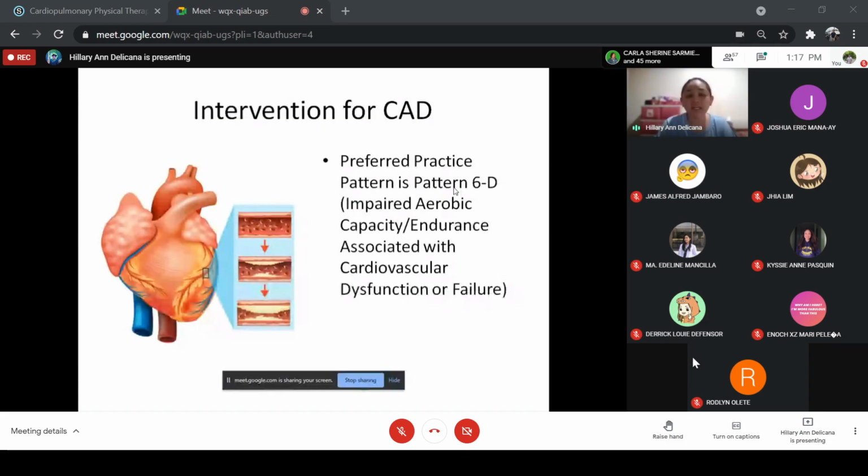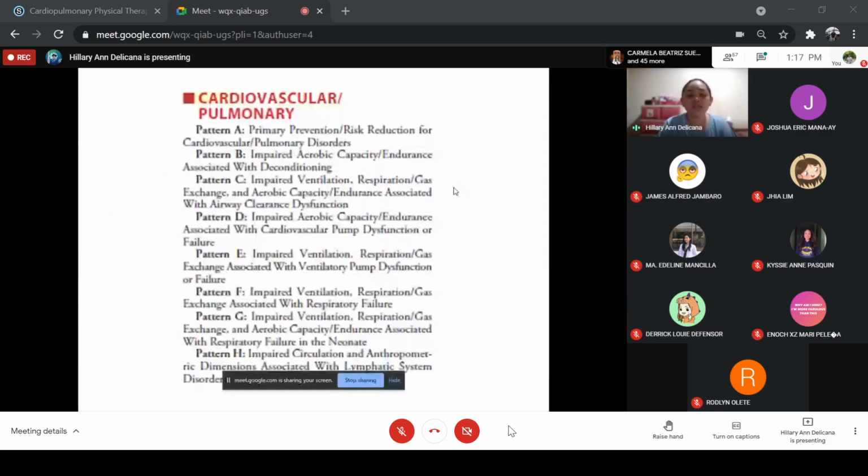So as we can see here, this is from O'Sullivan. These are the current preferred practice patterns for your cardiovascular and pulmonary diseases. Pattern A is usually for prevention and risk reduction. So let's say, for example, you have a patient whose blood works are still normal, or who has had an ETT and is still normal. What you do for this patient is prevention, before he gets CAD.